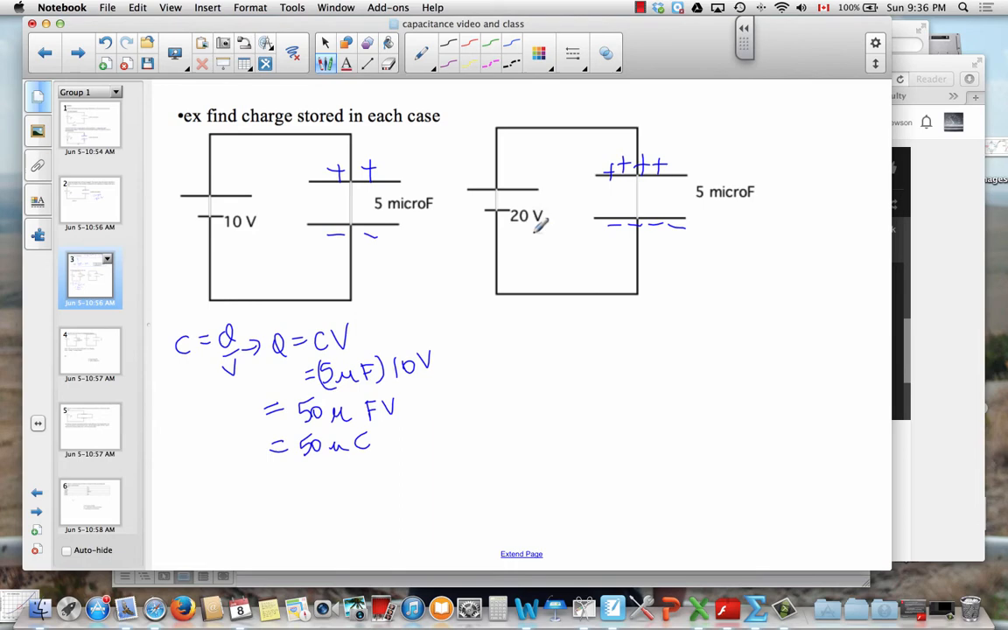Now, if we increase the voltage, then there's more repulsion here. We're going to push more charge on the plate. But the 5 microfarad capacitor will still store the same proportion of charge to voltage. So you'll get double the charge having hooked up double the voltage. So here with our 5 microfarad capacitor at 20 volts, we've now got 100 microcoulombs. But the ratio is the same. So capacitance is charge stored for a given voltage.